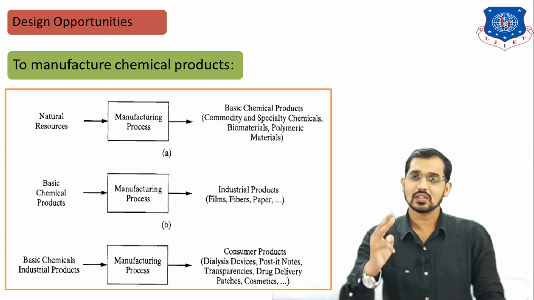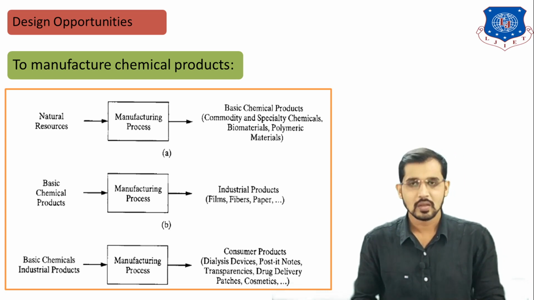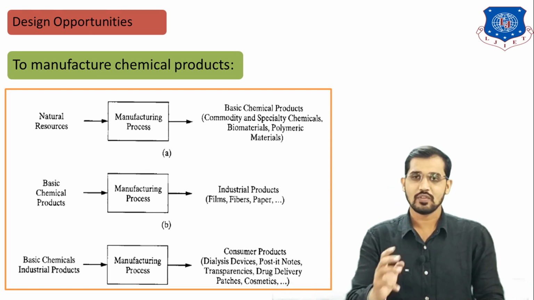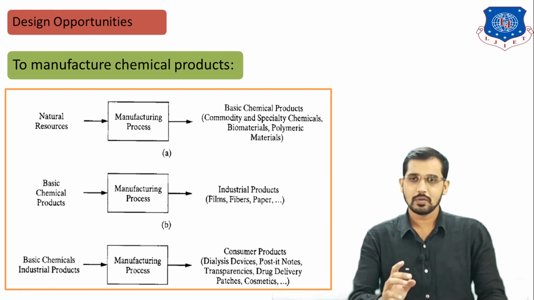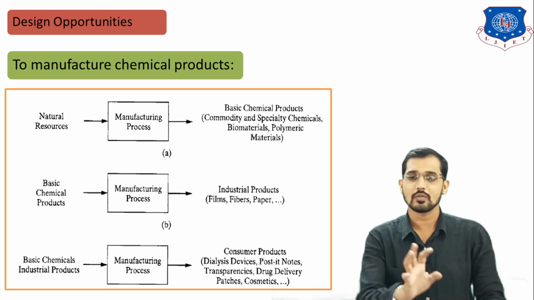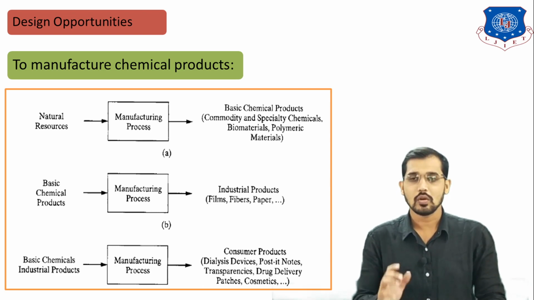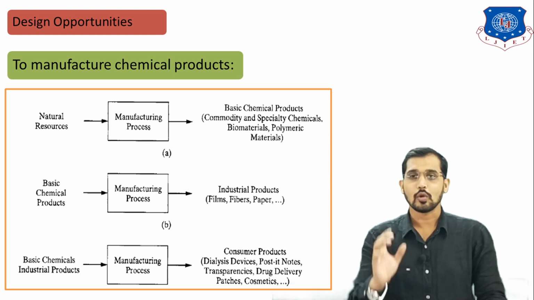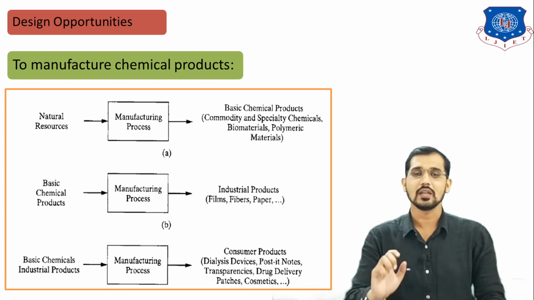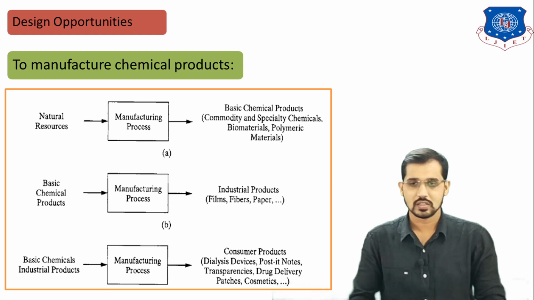So these are the three opportunities. First opportunity is manufacturing of basic chemical products; the raw material is natural resources. Second one is manufacturing of industrial products; the raw material is the product of the previous process, that is basic chemical products. And third one is manufacturing of consumer products; the raw material is the product of the previous processes, those are basic chemical products and industrial products. So these are the design opportunities available for chemical engineers.